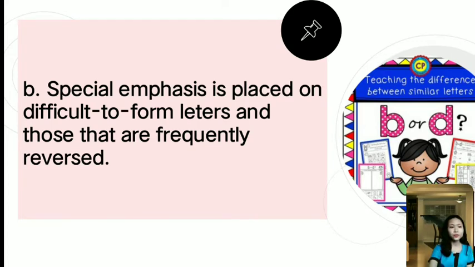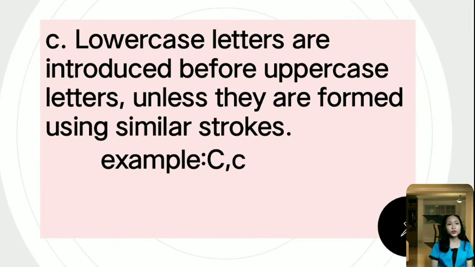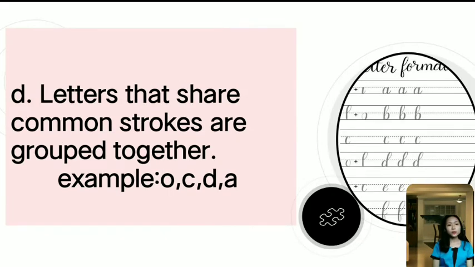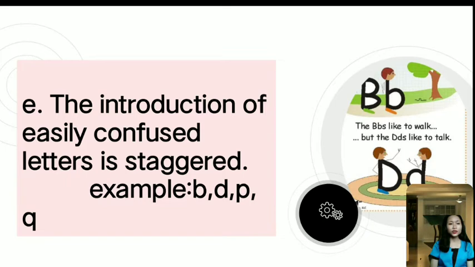Next, lowercase letters are introduced before uppercase letters unless they are formed using similar strokes. Next, letters that share common strokes are grouped together. Examples of these are letters O, C, D, and A. Introduction of easily confused letters is staggered. Example is writing letters B, D, P, and Q. Most of the children are confused by these letters, and they have difficulty in identifying them.